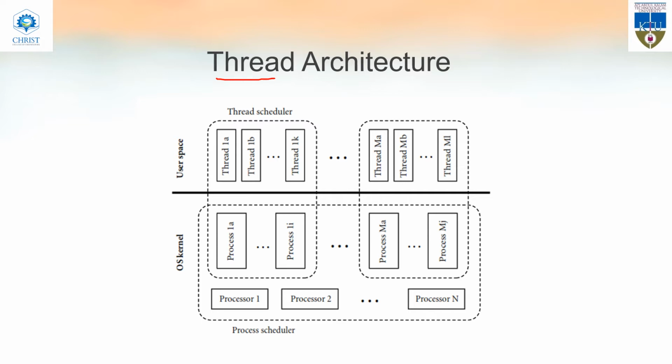Through the architecture of thread, you can see that there will be m processes and n threads. A process may have n threads; there is no single count. It can be n number of threads for a process, and a lot of processes will be there, with each process having some threads.